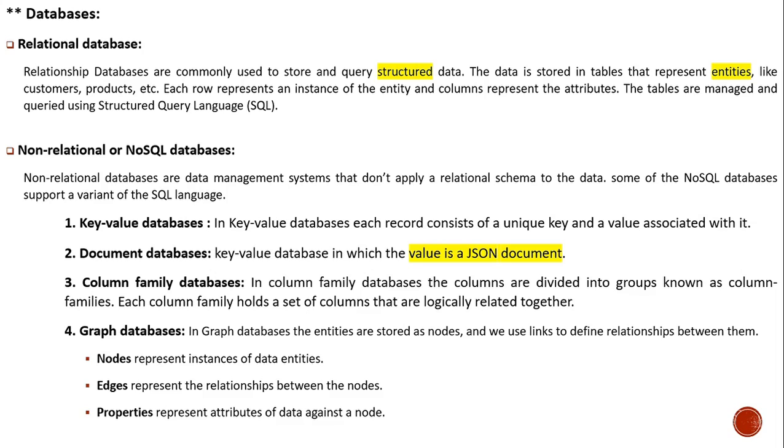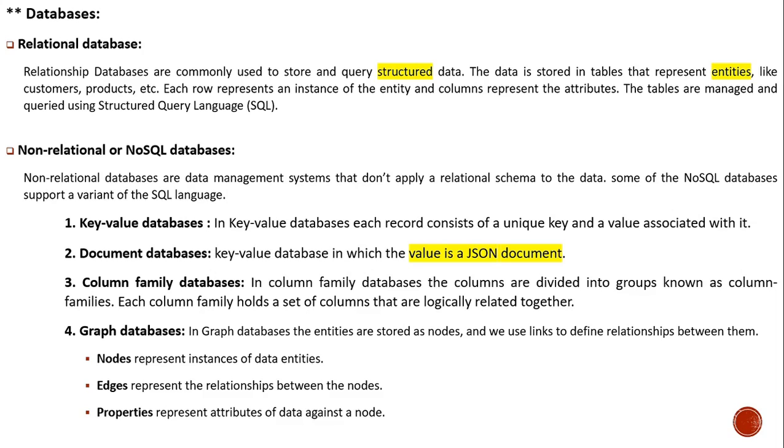Non-relational databases are important from exam perspective. So these types are very important. First one is the key value databases. In key value databases, the data is stored in the form of keys and values associated with them. And document database is also a key value database only. The difference over here is the value will be a JSON document.